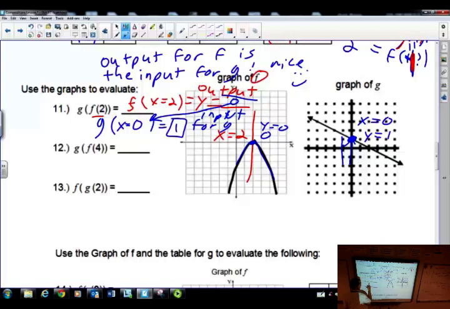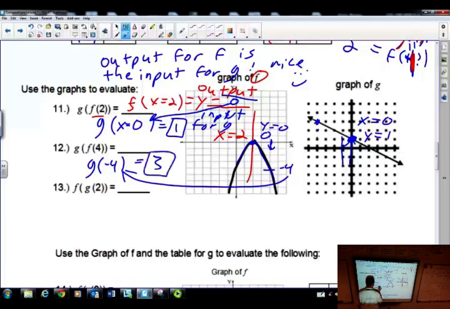Nice. Let's try it again, f of 4. So f of 4 is right here, and we go down to the graph, which is at -4. Then we have to do g of that output, g of -4. So we go to -4 on the graph: 1, 2, 3, and your answer there is 3. Bam! So do that last one there. Hope you get it right.